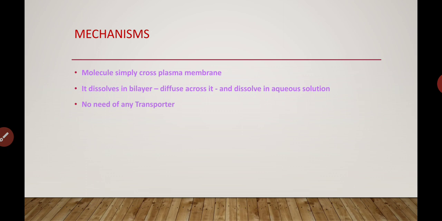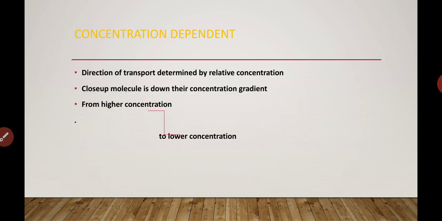Now, how does this simple diffusion take place? During this, concentration is important. Which concentration? The concentration of the particular molecule that is able to diffuse. Therefore, the direction of transport is determined by the relative concentration of the molecule inside and outside of the cell.